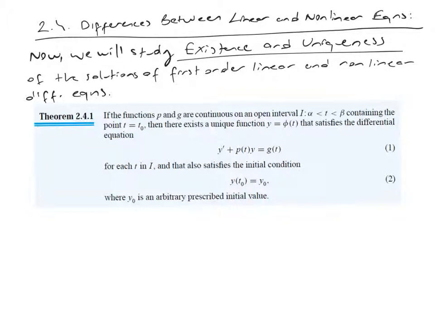Let's repeat what we read. We have a first-order linear differential equation, and our functions p and g are continuous on an open interval I, in which our independent variable t is between alpha and beta, containing the point t equal to t sub 0. Under these conditions, there exists a unique function y which satisfies our differential equation, and also it satisfies our initial condition. So, if the conditions in this theorem are satisfied by our differential equation, then it is guaranteed that we have a solution, and this solution is unique.